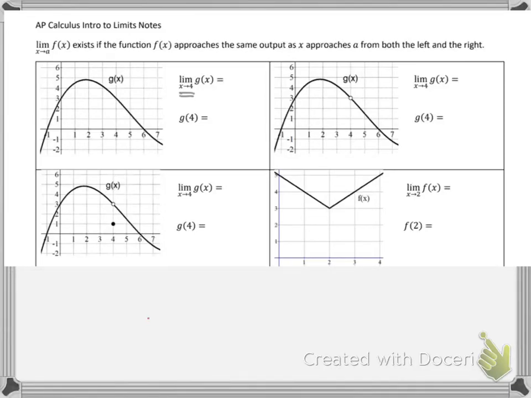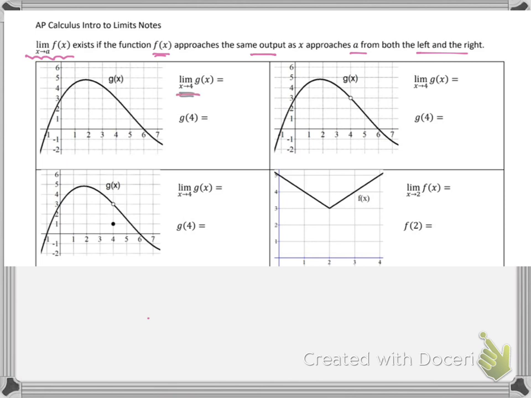Okay, in this video, we're going to be introduced to what a limit is. So start at the top, there's a little notation. The limit as x approaches a of f of x exists if f of x approaches the same output as x approaches a from both the left and the right. So let's look at this graphically here.